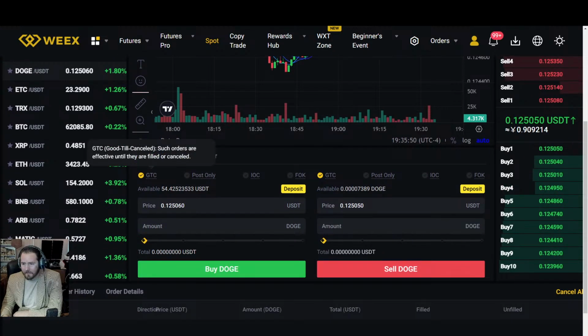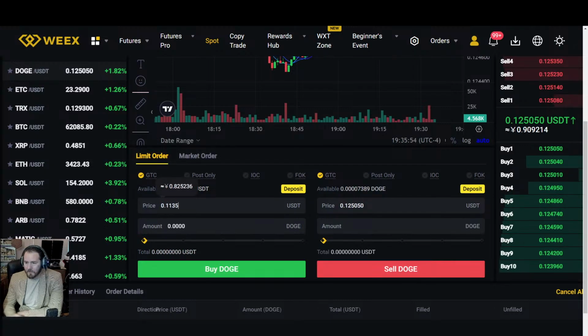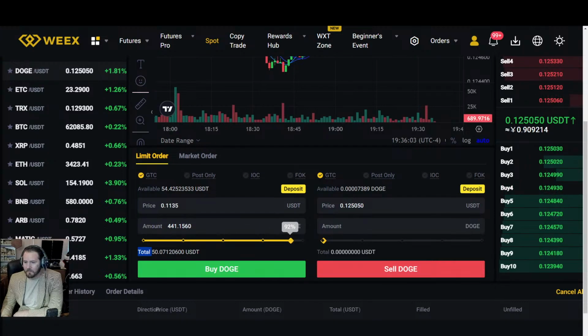GTC means good till canceled. I like that. We're going to go 0.1135 just in case the price of Doge drops down. And I'll drag this bar over. Let's put $50 if it goes down this low. So I could buy about 441 Doge. This is what $50 gets you nowadays.